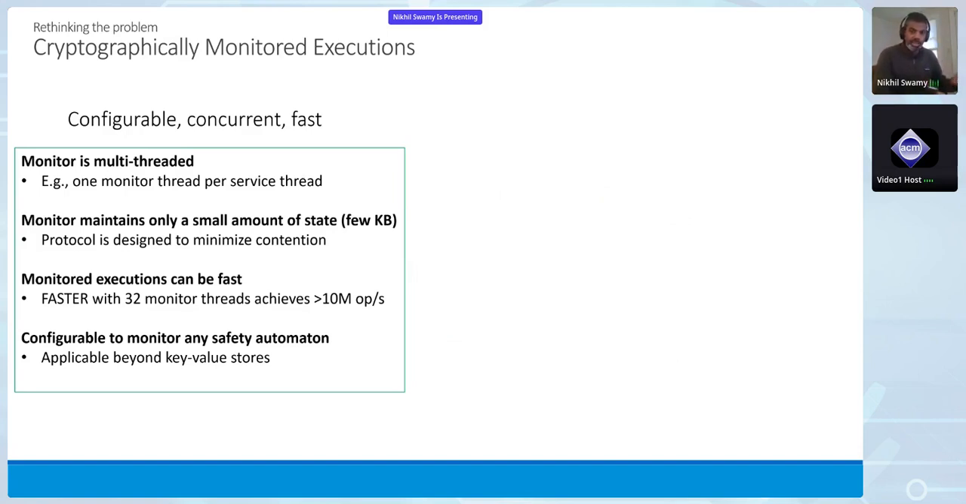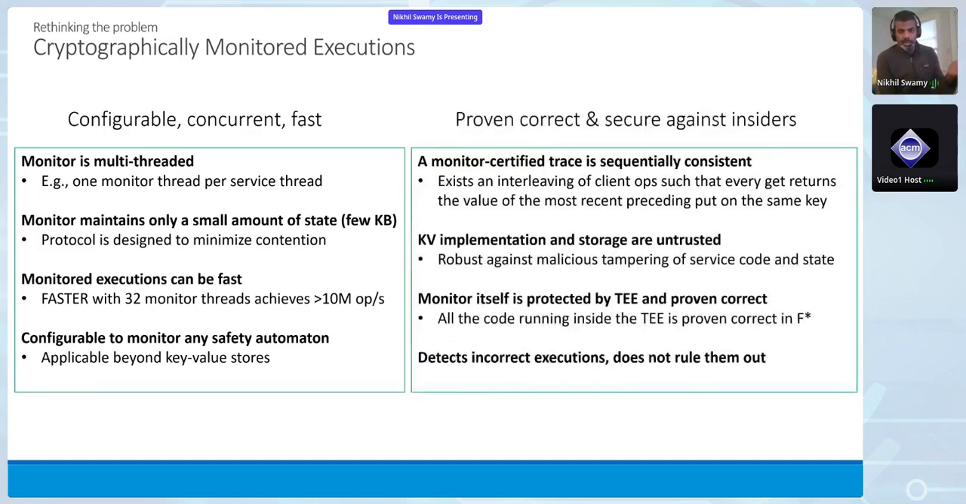And the monitor architecture is actually quite generic. While we've applied it here to key value stores, we can instantiate the monitor with other kinds of safety properties and use it for applications beyond key value stores. And the other aspect and the focus of the paper really is that we've proven all this correct, and because of the way in which we deploy it, it's also secure against insider attacks. The main theorem says that a monitor certified trace is sequentially consistent, meaning that there is an interleaving of all the client operations so that every get returns the value of the most recent preceding put on the same key.